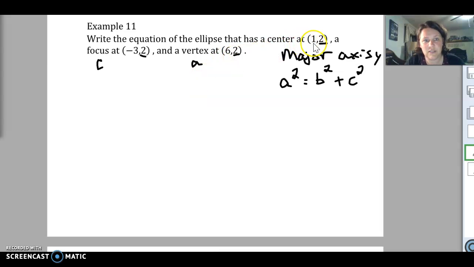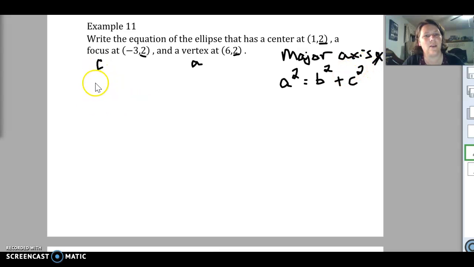So from the center to the foci, we're going from (1, 2) to (-3, 2). That's going to be a distance of 4 units. The 2 stays the same, so we're staying on that 2 line for y. No, I should have graphed these. If our y stays the same and it's our x's that are changing, that means that our major axis is the x-axis.